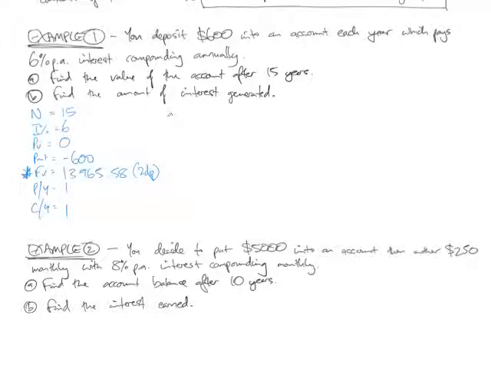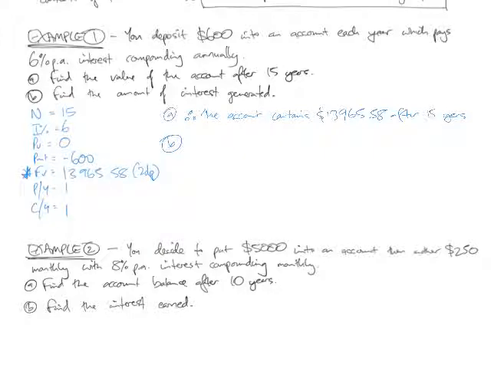So your answer to A is going to be, therefore, the account contains $13,965.58 after 15 years. Right, B. B is to find the amount of interest generated.